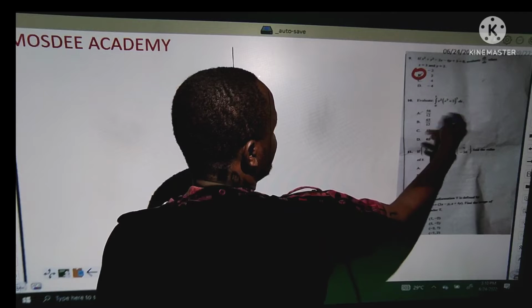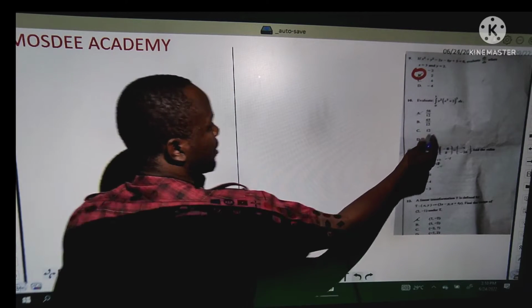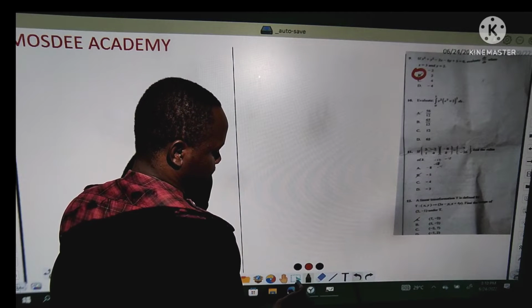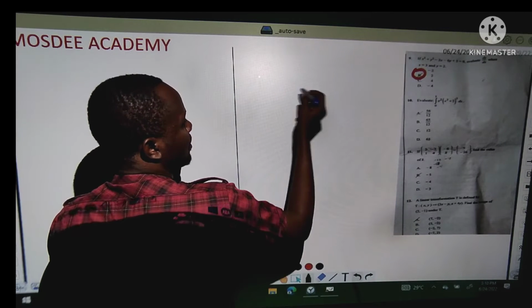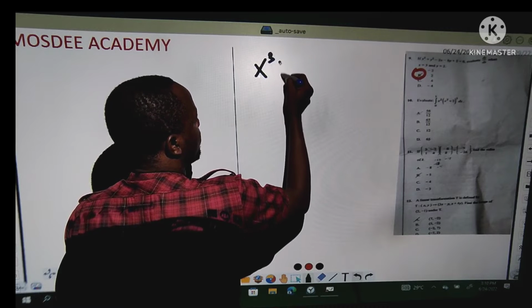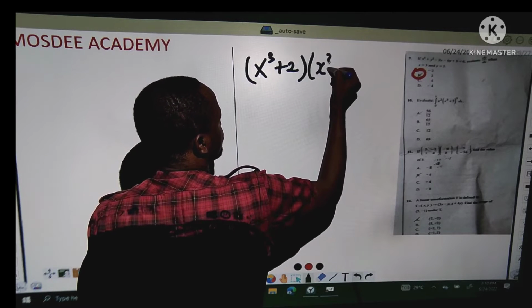Normally I can do this using u substitution, but because some of you will prefer expanding, let me expand this on one side for you. It's going to be a long walk. Look at this now. We want to multiply x cubed plus 2 by x cubed plus 2.